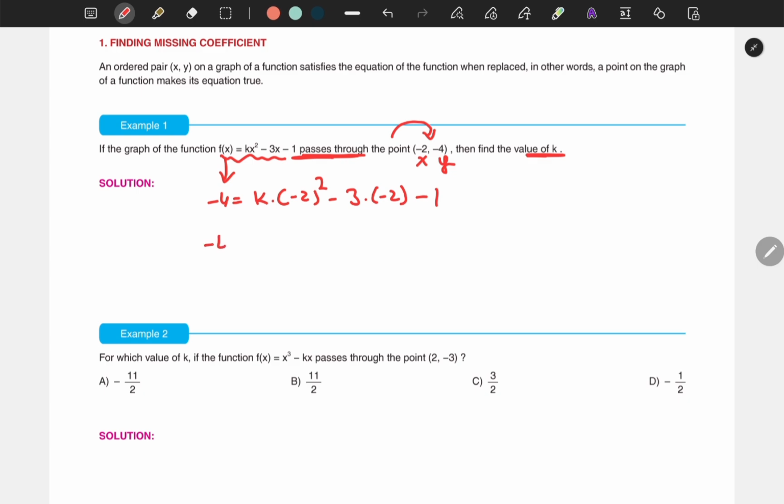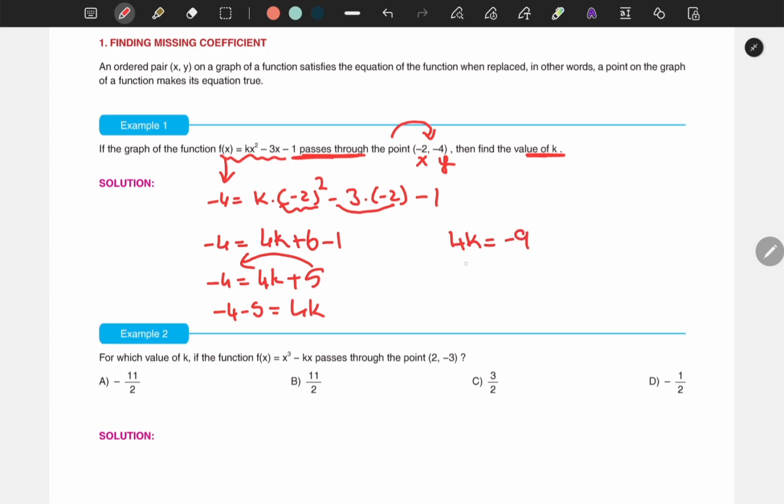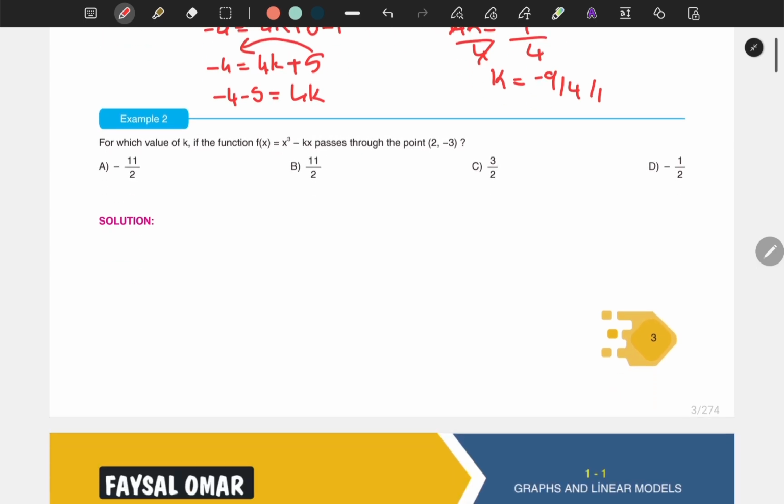Here I want to find the k value. Negative 4 is equal to negative 2 to the power of 2, which will be 4, isn't it, this part? Which is 4k, plus 6 and minus 1. Let me arrange it: negative 4 is equal to 4k plus 5. Can I move the 5 to the other side? Negative 4 minus 5 equals 4k. 4k is equal to what? Negative 9, isn't it? Can I divide both sides by 4? k is equal to negative 9 over 4. It's my final answer.